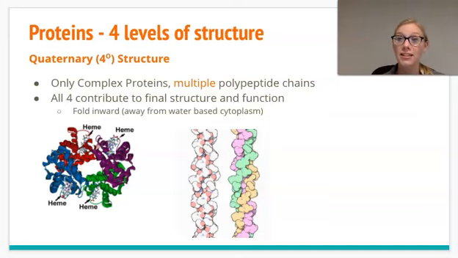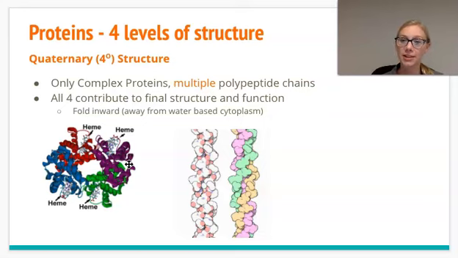All proteins have three levels or three structures. They all have primary, secondary, and tertiary structure. Only really complex proteins have what we call quaternary structure, which is the fourth level. And this happens when we have multiple polypeptide chains that interact together. So a good example of this is hemoglobin. Hemoglobin is actually built on 4 polypeptide chains, and so how they form together.